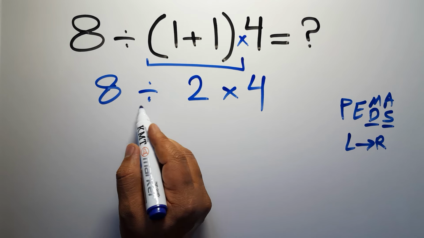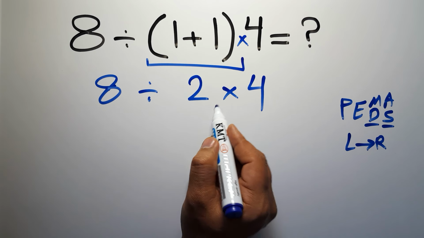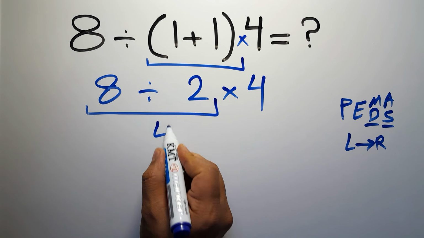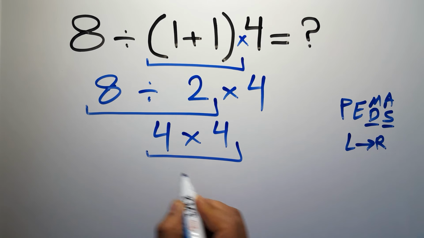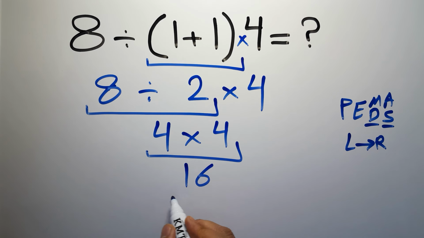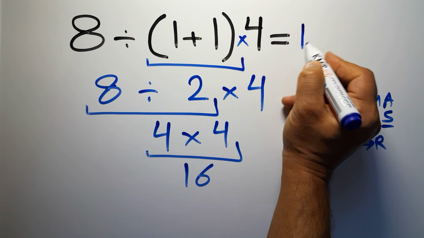So here first we have to do this division. 8 divided by 2 gives us 4. So 4 times 4 which equals 16. And this is our final answer to this problem. The correct answer is 16.